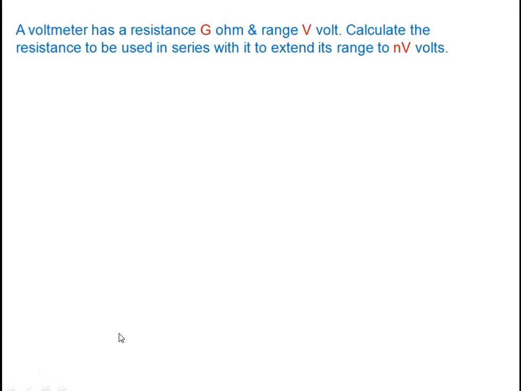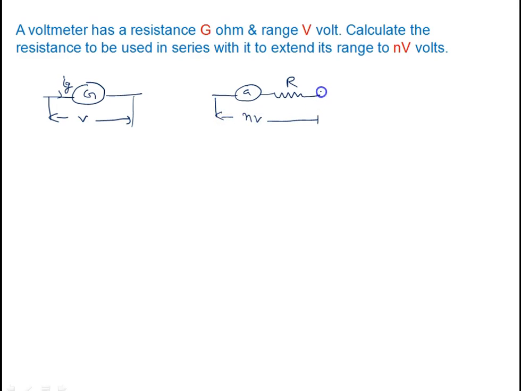Here we have given that a voltmeter has a resistance G ohm. I say this is a voltmeter which has the resistance G ohm and has the range V volt. It means across this voltmeter we can measure V volt voltage. Of course, Ig is the full scale deflection current. Now you want to measure up to NV volt. It means in series to this galvanometer we put some extra resistance. Let me say this resistance is given by R. Now the range is increasing from V to NV volt. But again one thing is clear to you, Ig will remain the same. It is the full scale deflection current, that cannot be changed.